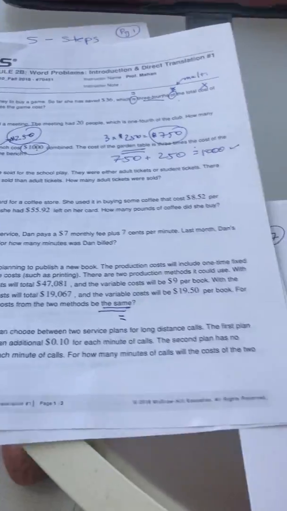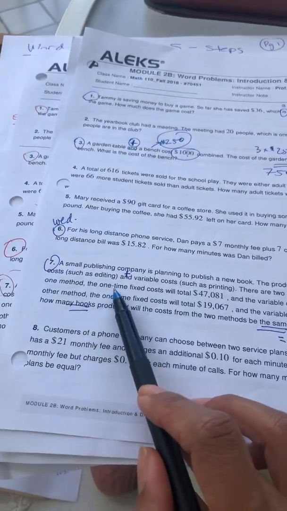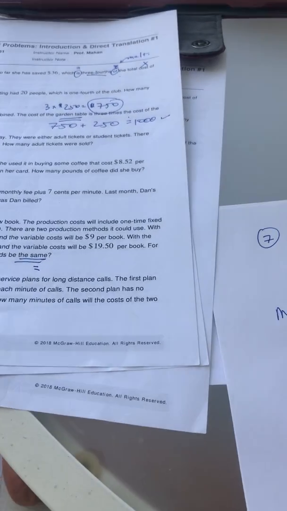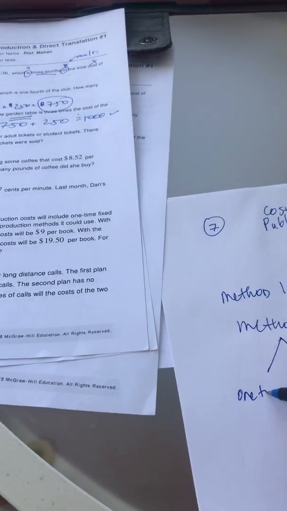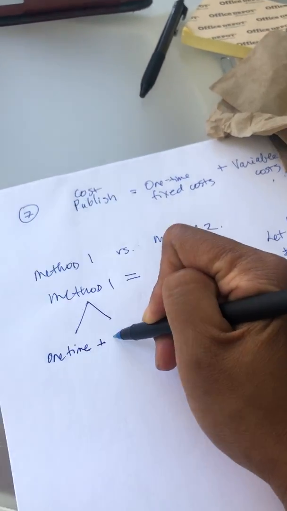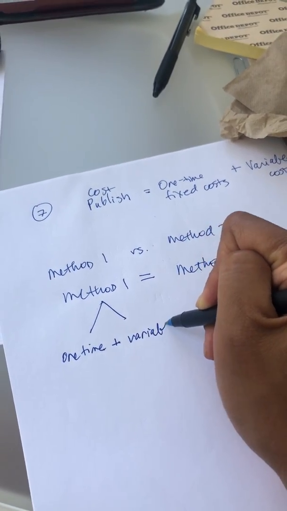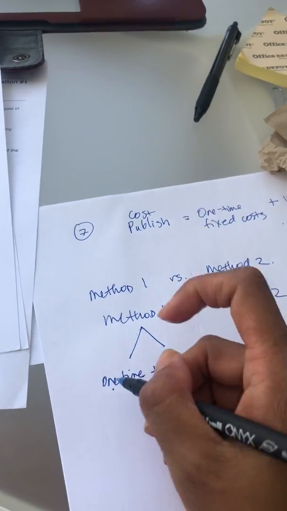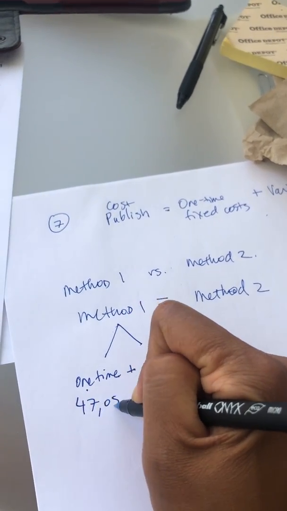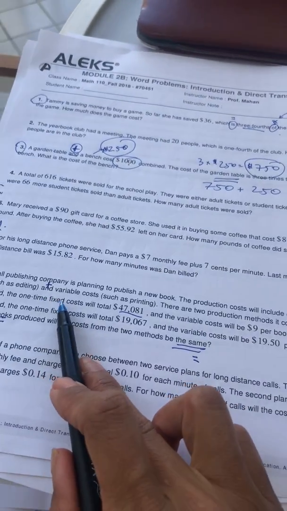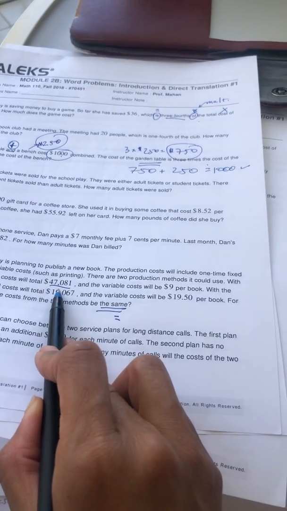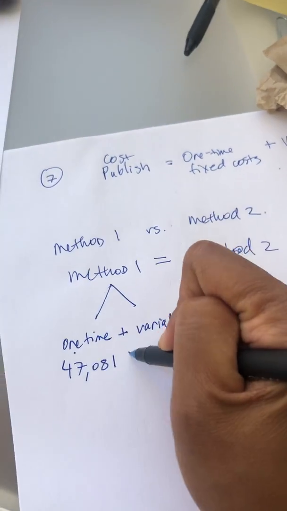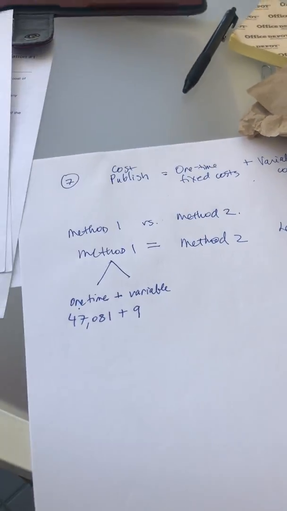With one method, so method 1, the one-time fixed cost will be $47,081. So in method 1, there's a one-time cost plus the variable cost, right? So what we wrote up here. The one-time cost is $47,081. That's what it just said. And the variable cost will be $9 per book.